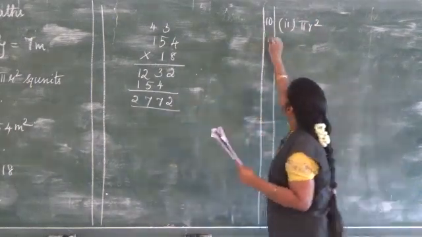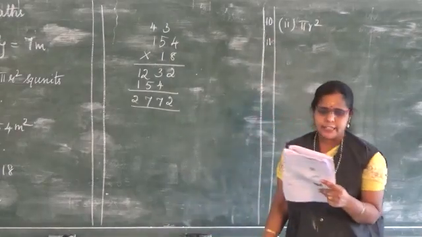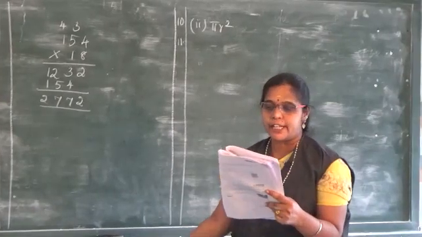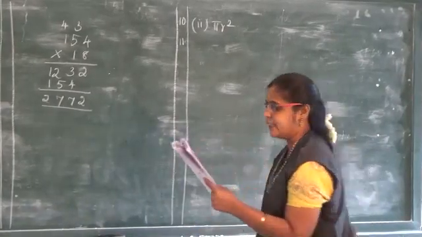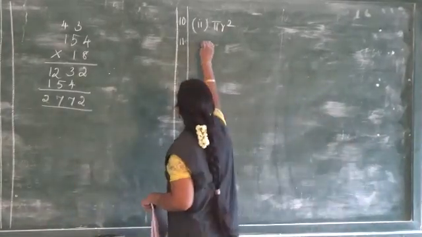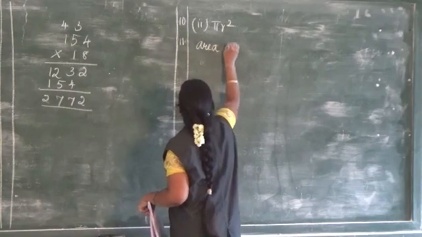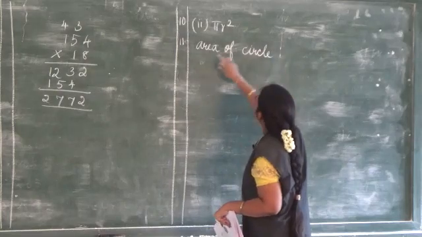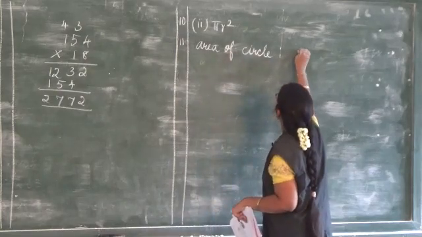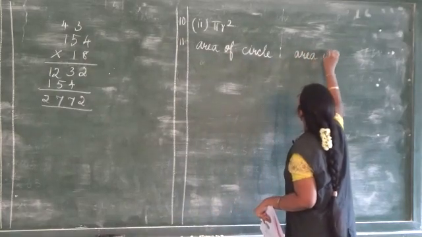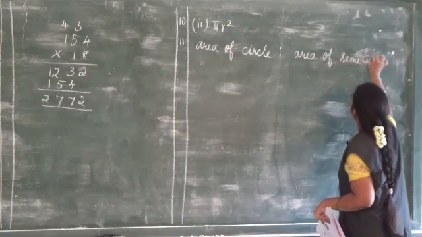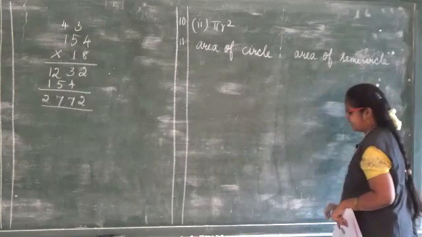Here the 11th problem: the ratio of the area of the circle to the area of its semicircle. Ratio of the area of the circle, we know the symbol for ratio. Area of the circle is to area of semicircle. So what is the meaning of semicircle? It is half of the circle.